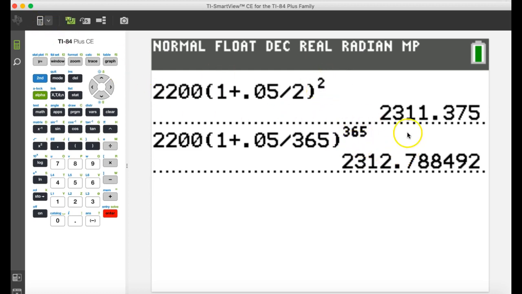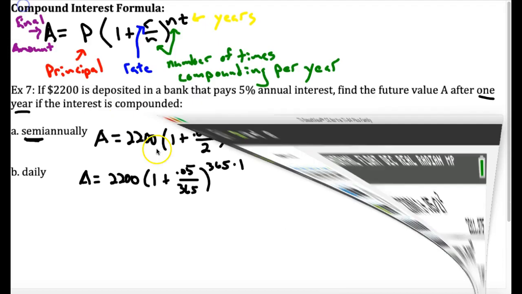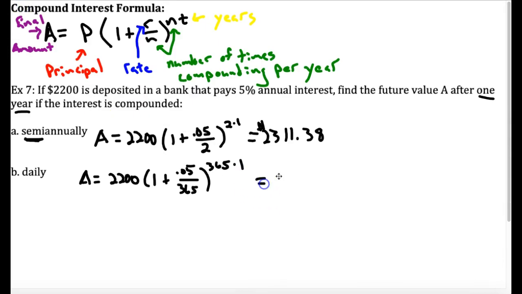So it actually ends up not being that much more money, right? So 2312.79 cents. All right.